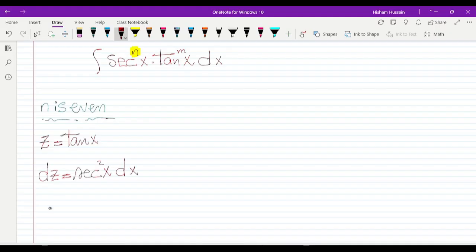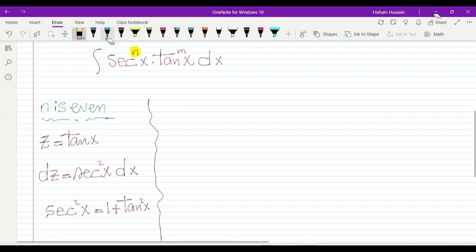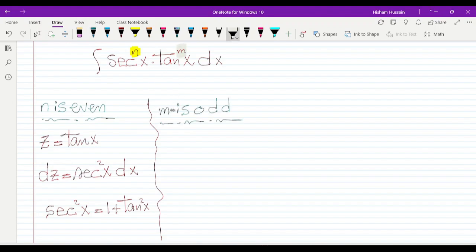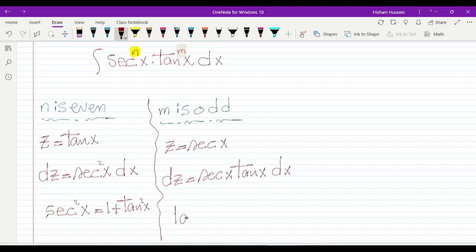And we use the identity that sec squared x equals 1 plus tan squared x. If m is odd, where m here is the power of tan, in this case z will be sec x. So dz is sec x tan x dx. And we replace each tan squared x by sec squared x minus 1.